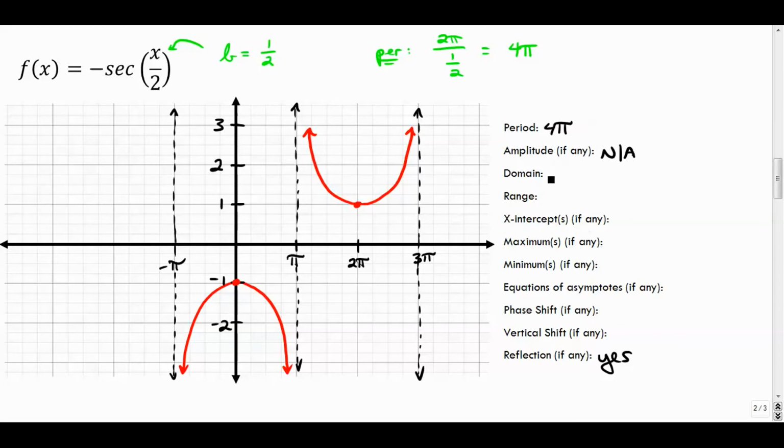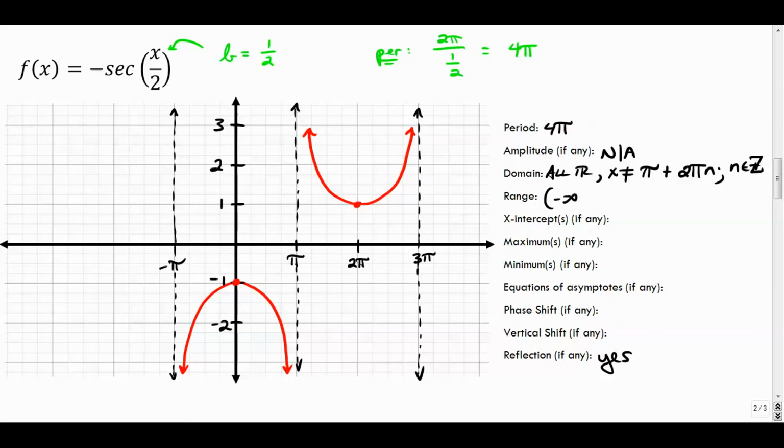The domain, all real numbers, with the exception that x cannot be pi. That's my first asymptote. And it cannot be 2 pi thereafter. In other words, if I take an integer, positive or negative whole number, and multiply it by 2 pi and add that to where I started, that gives me another asymptote. Think about it. Pi plus 2 pi is 3 pi. Pi minus 2 pi is negative pi.